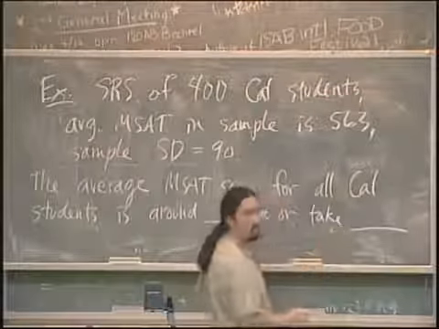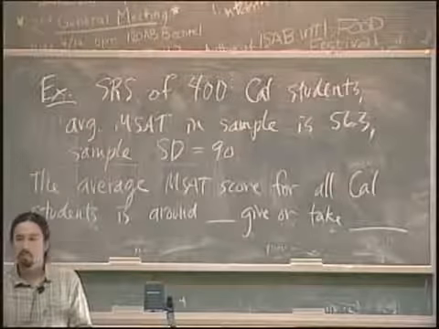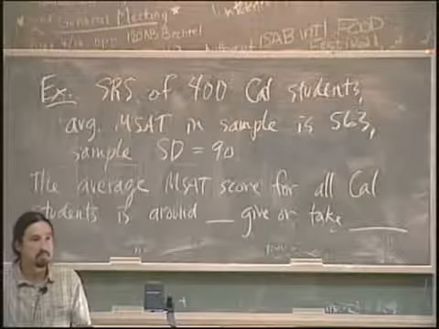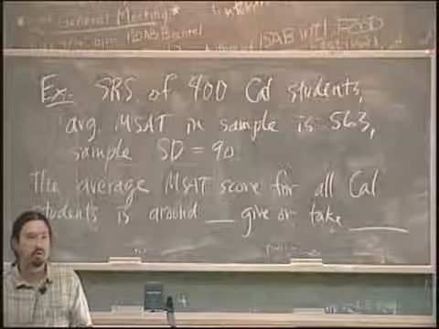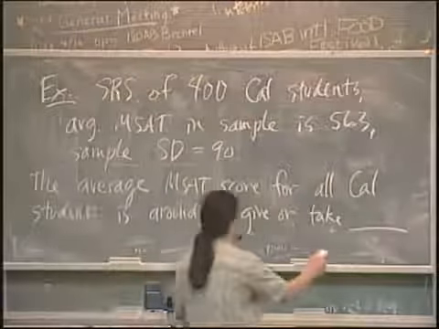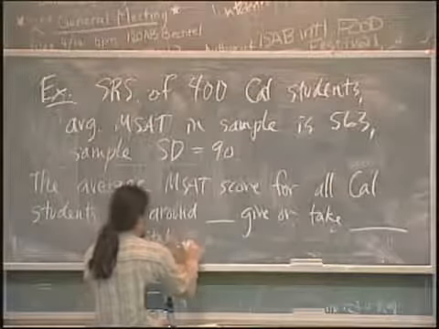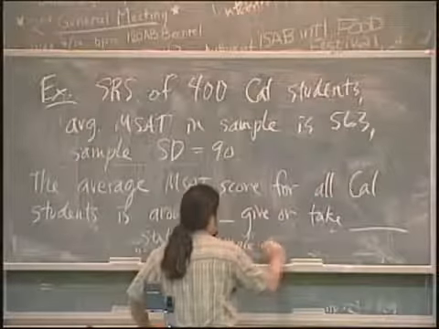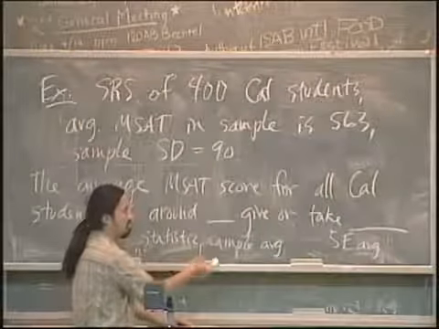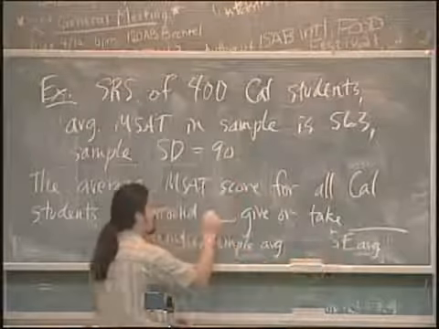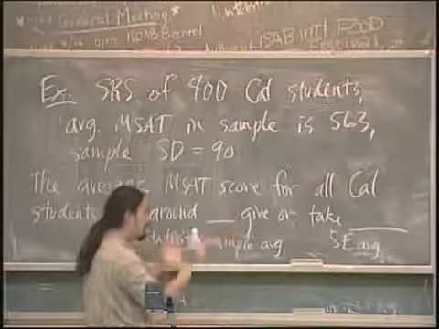Give or take what, in English? Anyone? This one's easier, I think. Yeah? Standard error for average, okay? So here you could say either statistic or sample average. And here, it's the SE for this thing, right? This tells you the likely size of the chance error in your estimate or your guess, your statistic, your sample average.